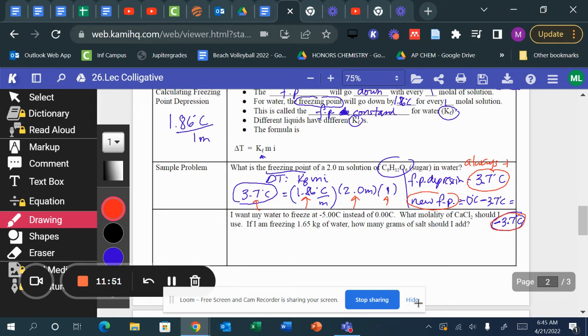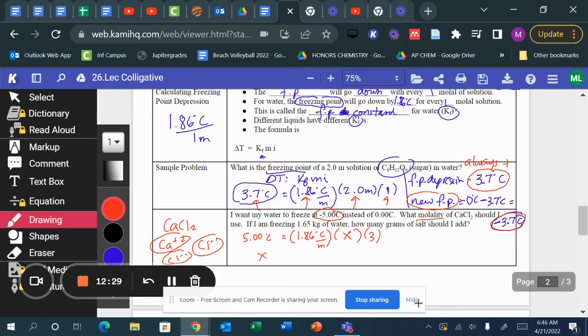Okay, so it says I want my water to freeze at negative 5 degrees Celsius. So your freezing point depression is not negative 5, it's 5. That goes there. Instead of 0 degrees Celsius, what molality? So I'm going to use the same constant, 1.86 degrees C over m. What molality? So this will be X of CaCl2. So CaCl2, you get Ca2+, that's 1 piece. Cl minus, that's 1 piece. Cl minus, that's 1 piece. So you get 3 pieces. Okay. What molality should I use?